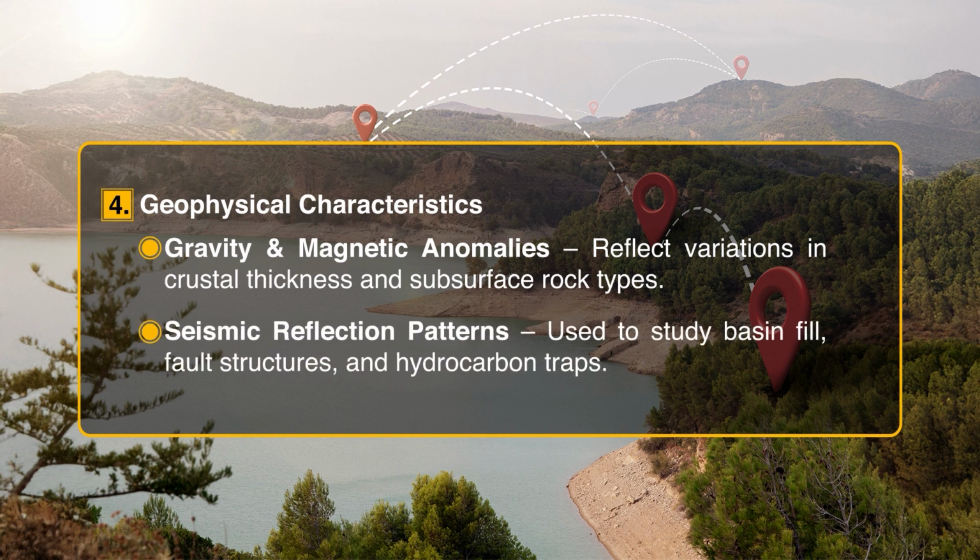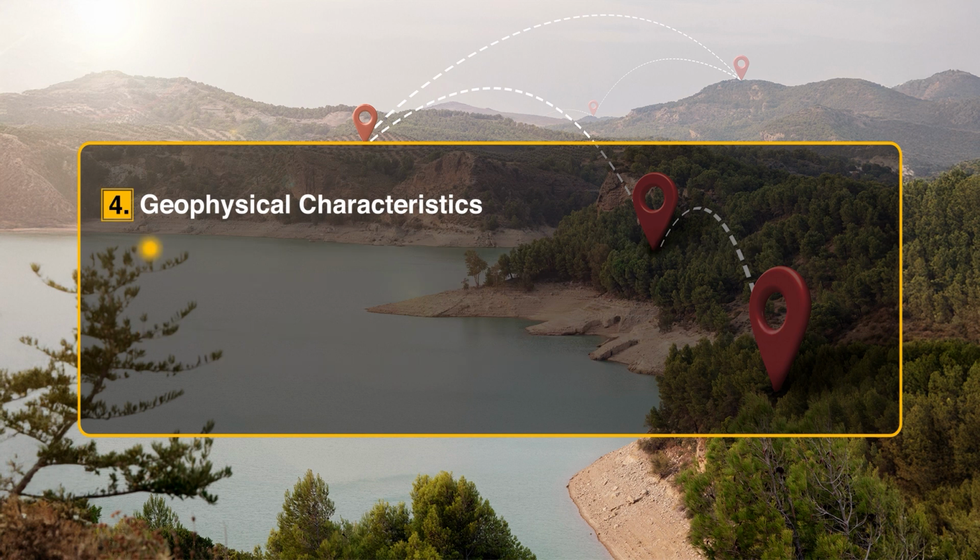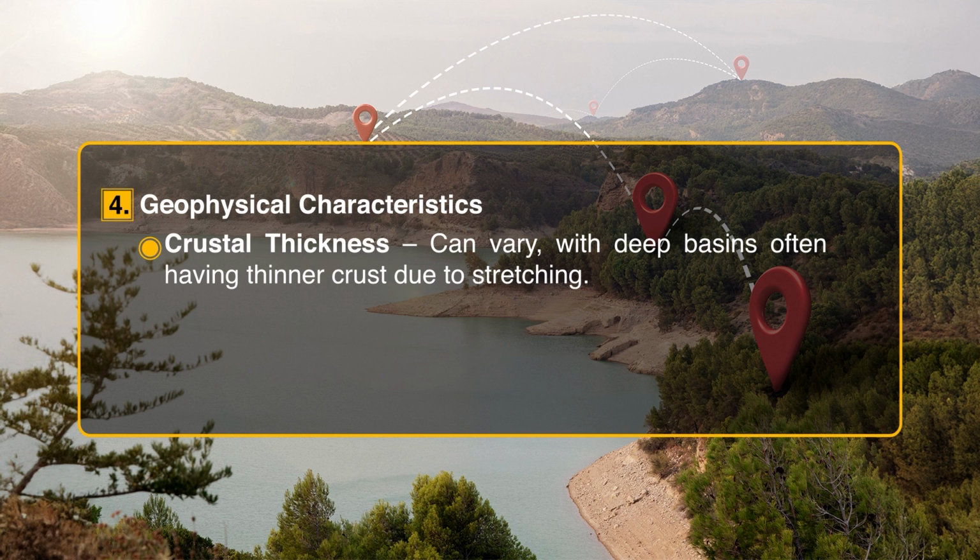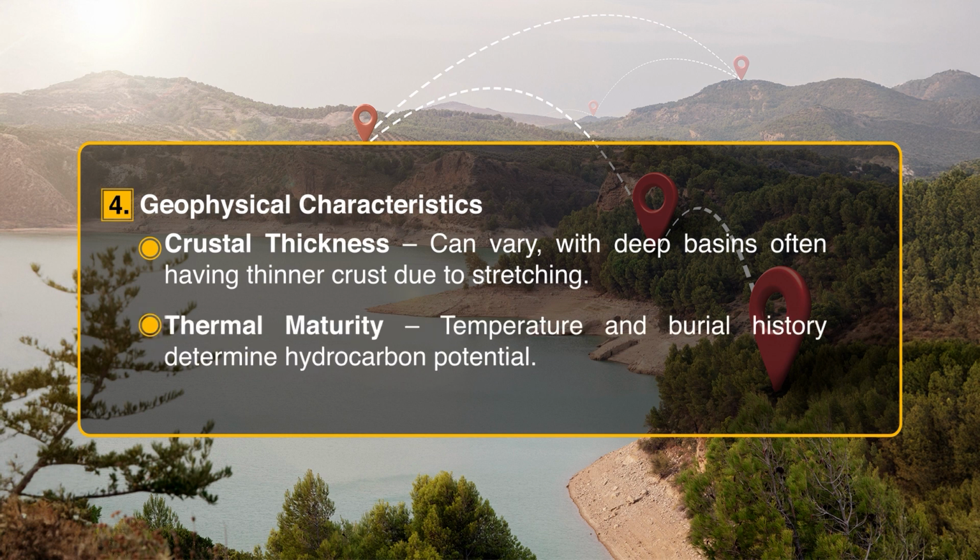The seismic reflection patterns are used to study the basin fill, fault structures and hydrocarbon traps. Crustal thickness could be another parameter. It could vary, with deep basins often having thinner crust due to stretching. Then the thermal maturity, the temperature and burial history determine hydrocarbon potential.